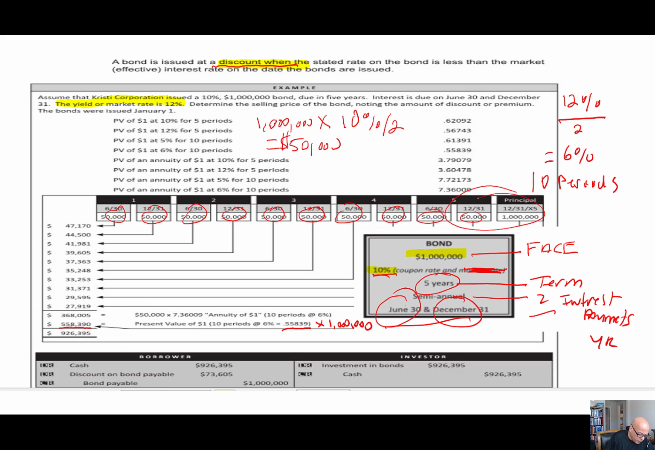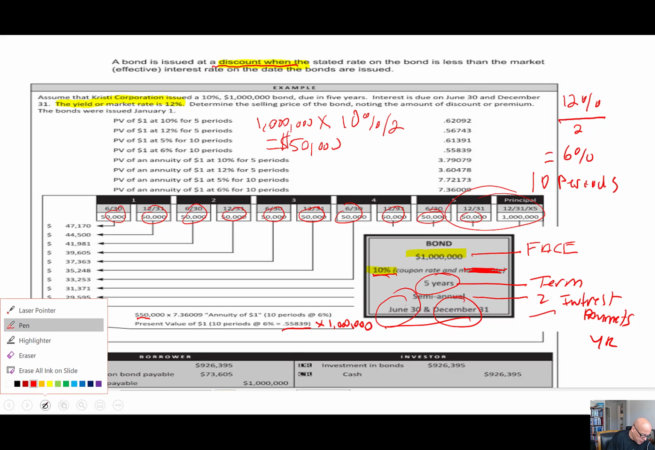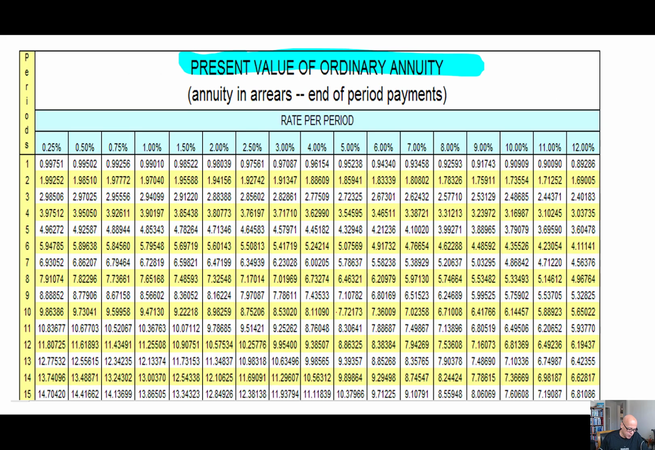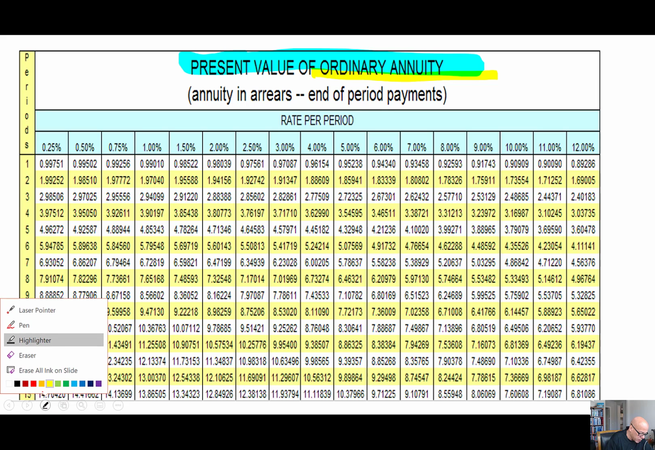So we got the $50,000, but to find the correct factor to discount, we don't pick up the coupon rate of interest. We always discount at what? At the market rate of interest. So we're going to pick up the 10 periods at, and market rate is the 12% divided by 2 at 6%. So now we go back to our table, and now we have to go to the annuity table because this is now a stream of payments. It's not a single payment anymore.